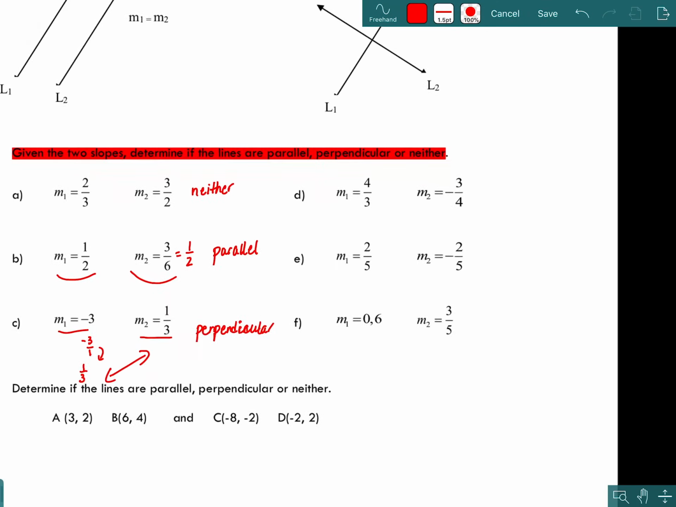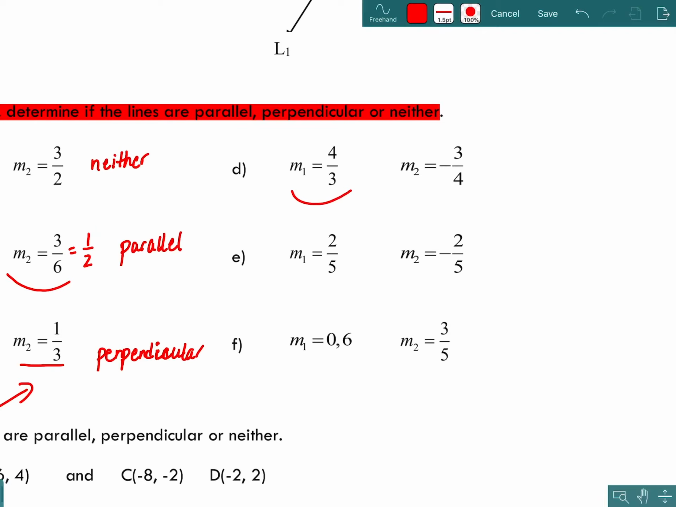Perpendicular. There we go. For D, we've got a slope of 4/3. If we were to flip it, we'd have 3/4, and then multiply by -1, we would get the same as this slope here. So these two slopes are from lines that are perpendicular to each other.